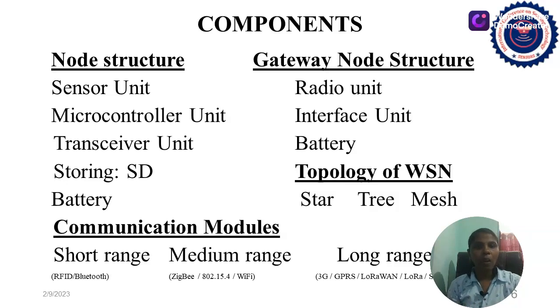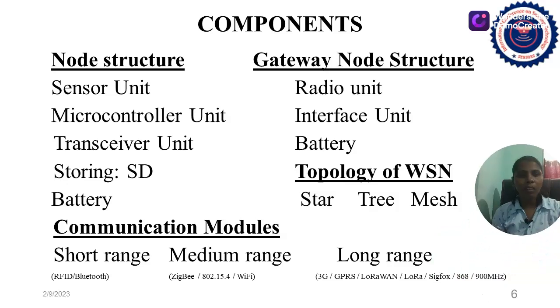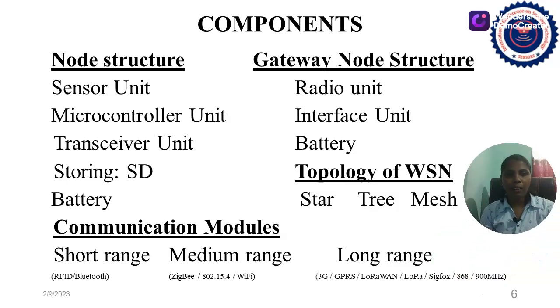And for the topology, we can use star, tree, or mesh topologies. The communication can also be long range. For the communication model, short range, medium range, or long range, it depends on the application. According to what application we are using, we can choose the communication model.